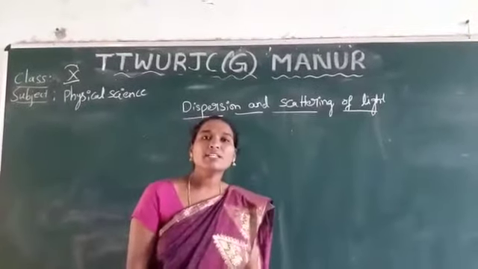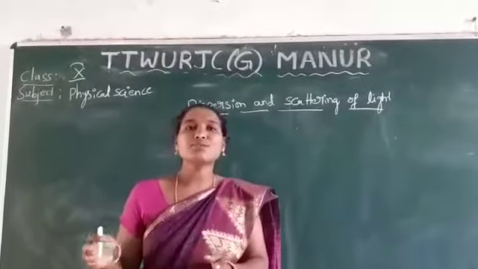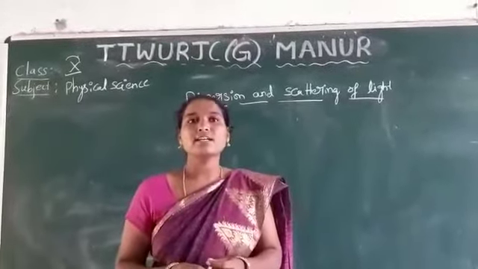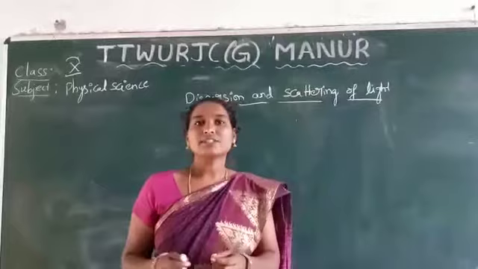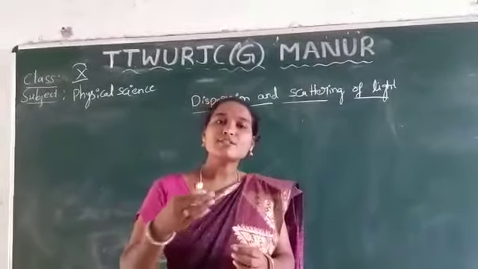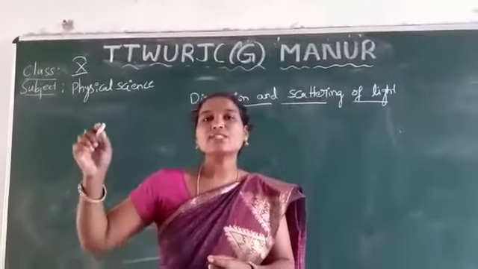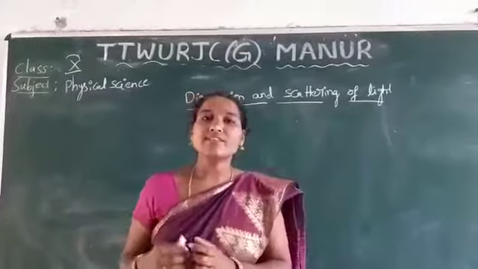So what do you mean by dispersion? A white light is dispersed into VIBGYOR colors. It is divided into 7 different colors. That means when sunlight, after a rain shower, passes through the droplets of water, you are able to see the rainbow. That is how the light gets dispersed into 7 different colors.